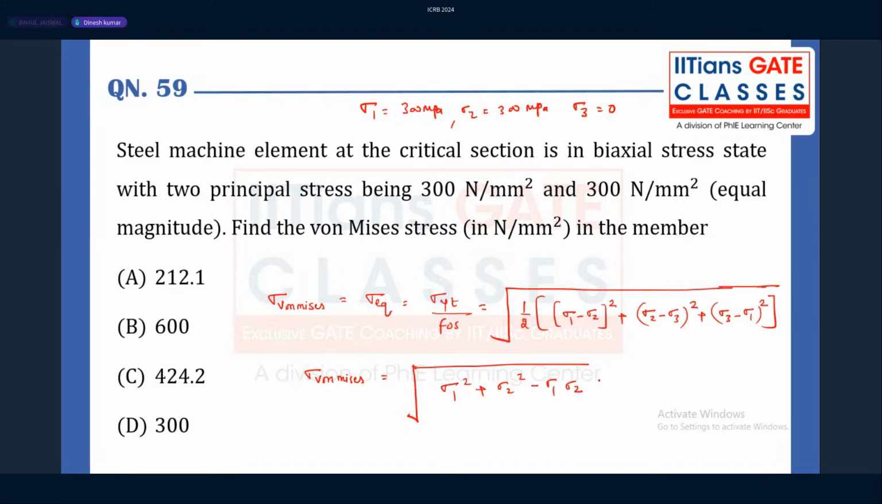Hello sir, I think this question is from an old paper. It is not part of this paper. Okay, 59, okay. You can continue to solve and move to the next question. Quickly you can solve this.